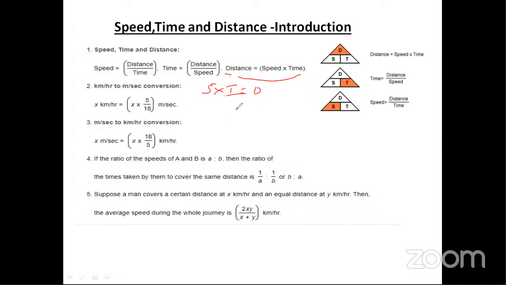If you observe carefully, we can use them interchangeably. For example, if speed and time are given, we simply multiply them and we get the distance. But if we need to calculate time, we divide the distance by speed. So we use these methods.